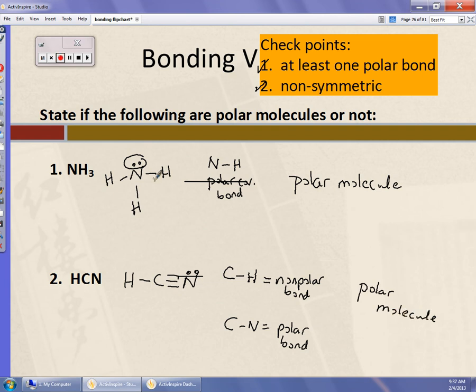So just to highlight some things, there's two ways that you can be not symmetric. You can have unshared electron pairs on your center, or you could be bonded to more than one type of atom. Also, the polar bond rule. If you have a nonpolar bond, that's okay, as long as you have at least one polar bond. These are the two things that you must have. Both need to be true in order to be a polar molecule.